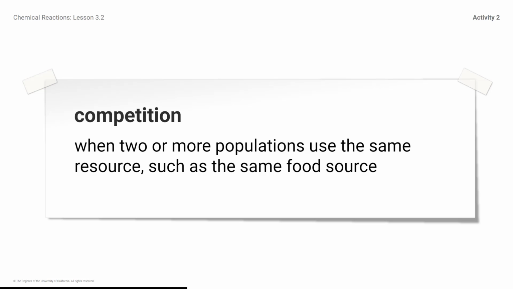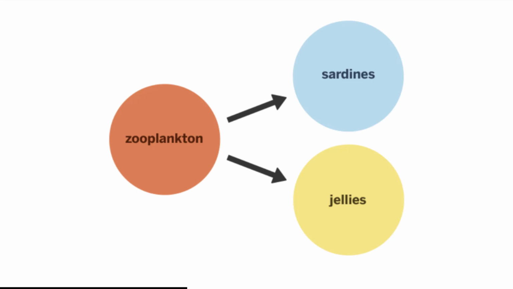Competition. When two or more populations use the same resource, such as the same food source. When we're talking about competition in this class, we may use the word compete. For example, lions and hyenas compete for zebras. Outside of the ecosystem context, you might think of a competition in a different way. Sports teams compete against one another and try to win games.